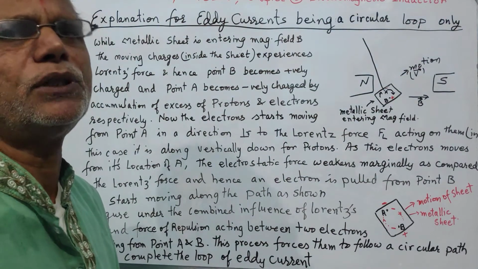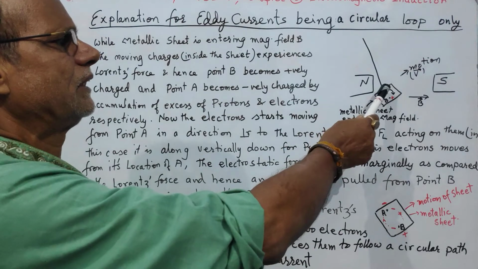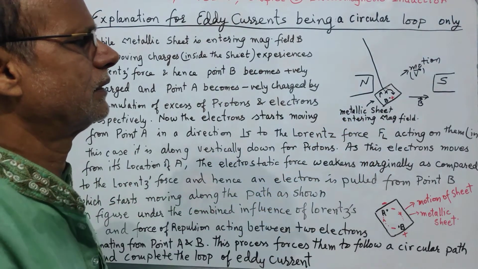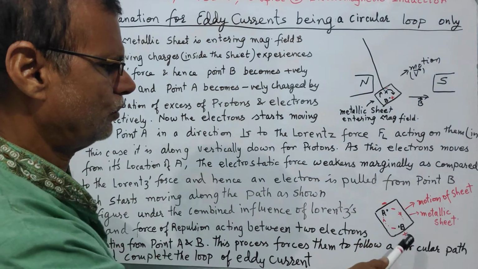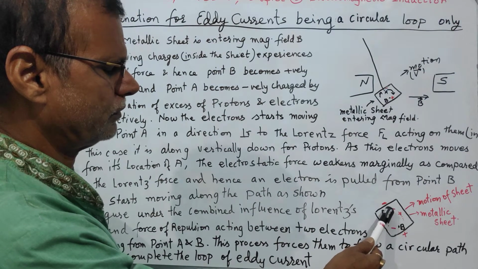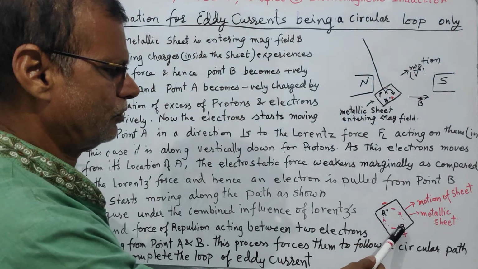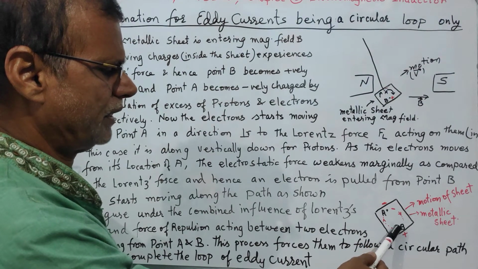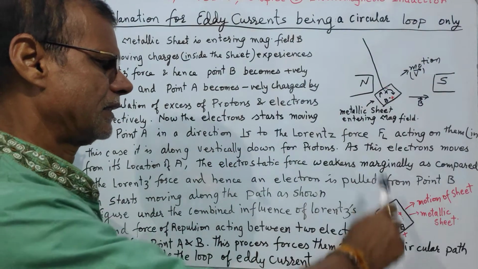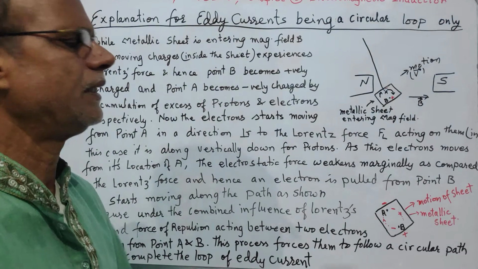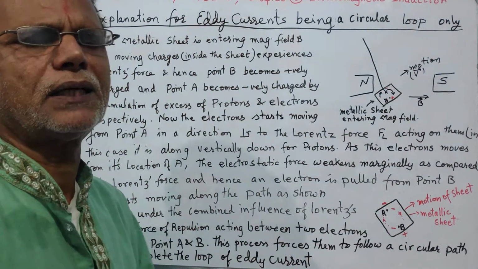and these two electrons, the electron moving from point A and the electron which has been pulled from point B, now start moving in a circular path, because the electron at point A is repelling the electron at point B, and so both of these start moving in a circular loop. Simultaneously, as the electron originating from point A reaches point B, in the same time the electron which was released from point B reaches point A, and therefore this is how we see that it completes one loop, and thus the eddy current is completed.